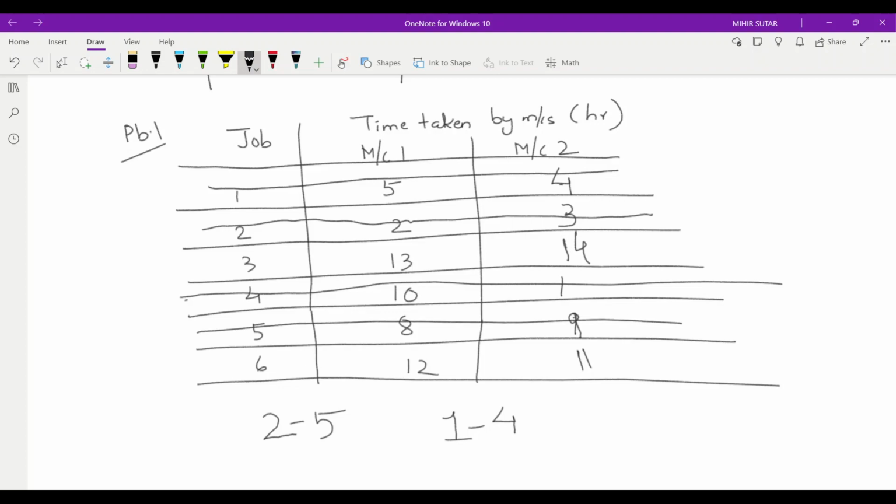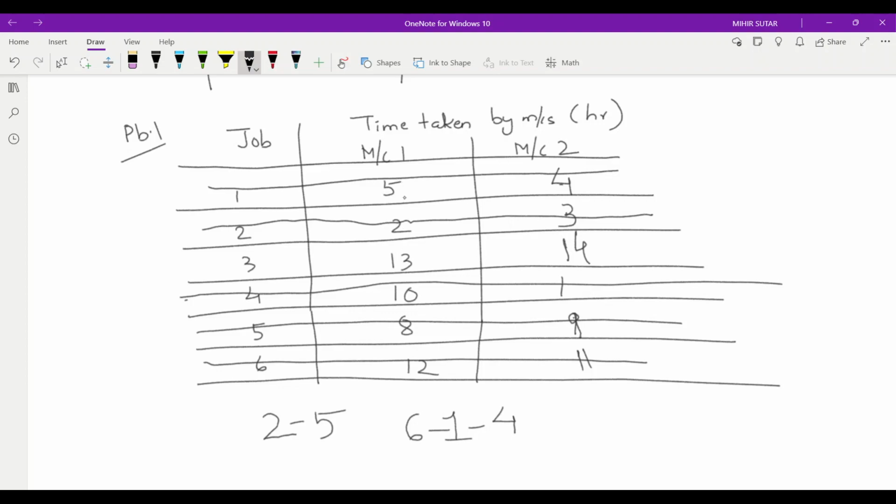Now what else is remaining? It is job number 3 and job number 6. From 13, 14, 12 and 11, this 11 is the shortest time by machine number 2. So it belongs to your job number 6. So you will put job number 6 from the right hand side here, because it corresponds to machine number 2. Now you cut this.